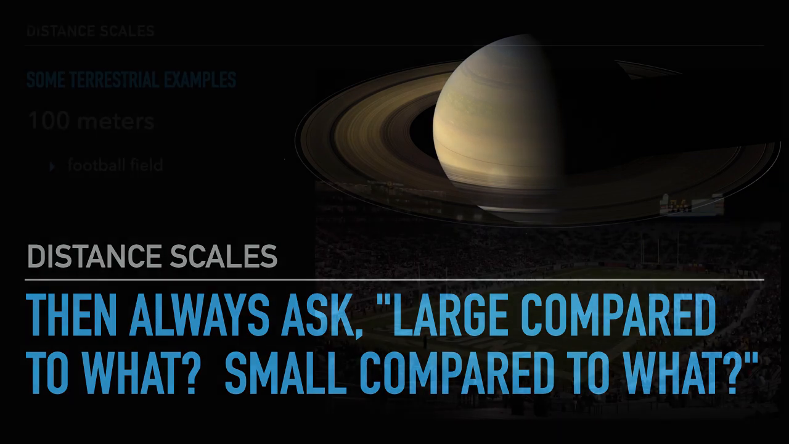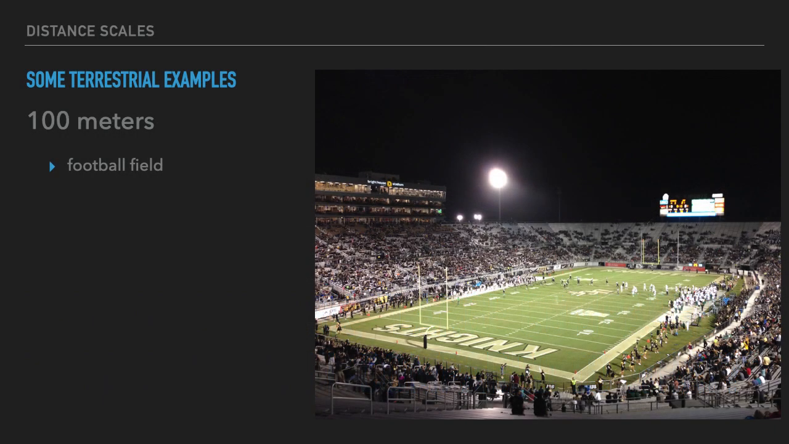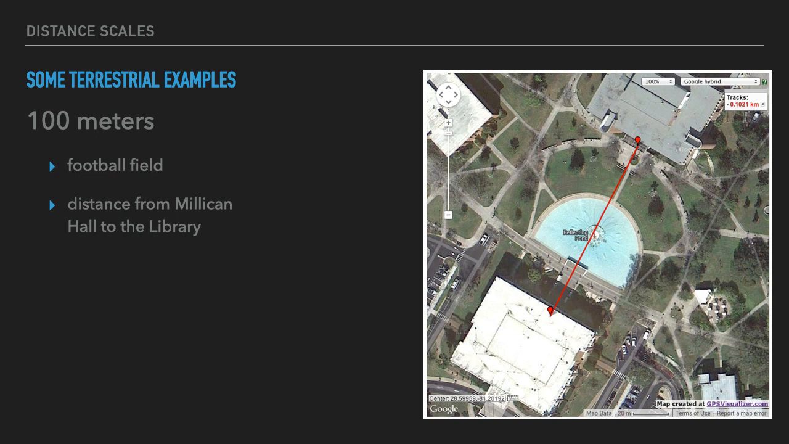Now let's look at some examples here. These are terrestrial examples, i.e. from our home planet. We'll start with a football field. That's about 100 meters distance from end to end. You can compare that to, for instance, up on campus, the distance from the front door of the library to the front door of Milliken Hall, right across the reflecting pool. That's about 102 meters, according to Google Maps, anyways.